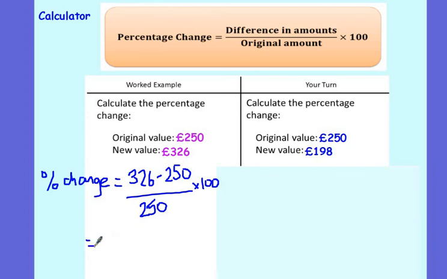Sandra, what's 326 take away 250? 76, lovely. So we've got 76 divided by 250 multiplied by 100. If I type that into my calculator, 76 divided by 250 times by 100 gives me 30.4%.